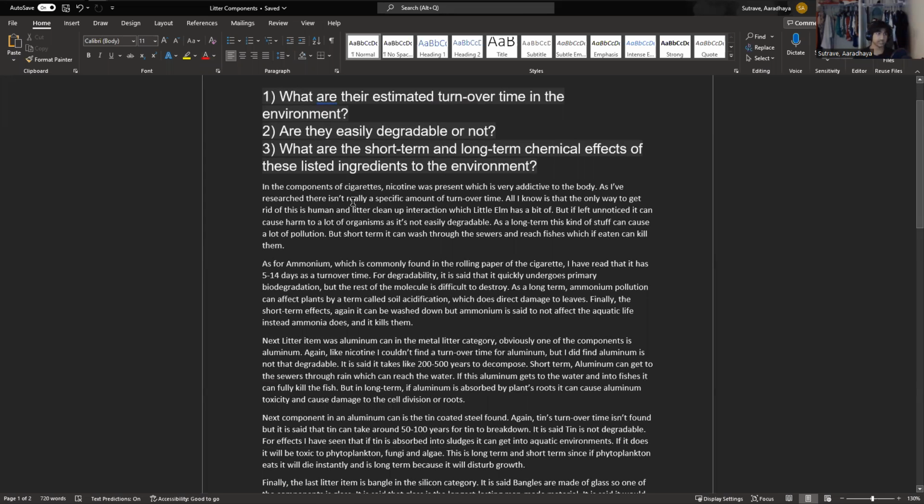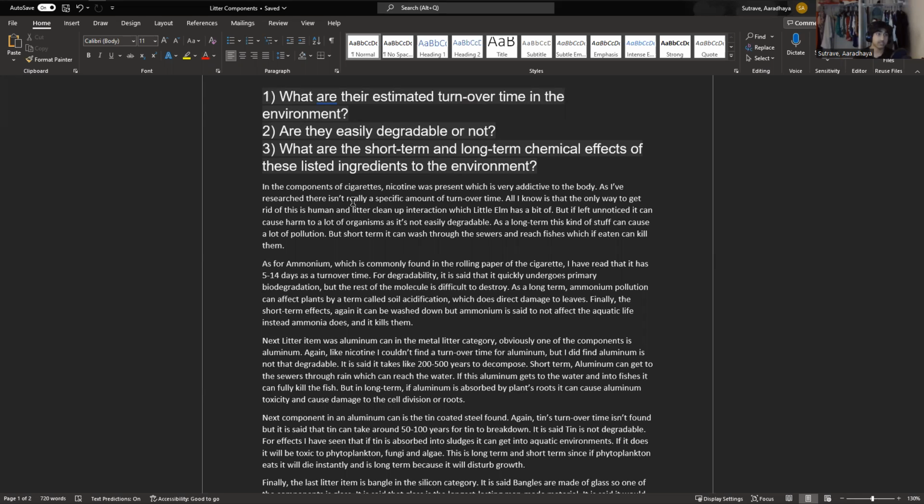For cigarettes, nicotine is present, which is very addictive to the body. As I've researched, there isn't really a specific amount of turnover time for nicotine. All I know is that the only way to get rid of this is human and litter cleanup interaction, which Little Elm has a bit of, which I know because I found litter on the first day and that litter was never found on the second day.